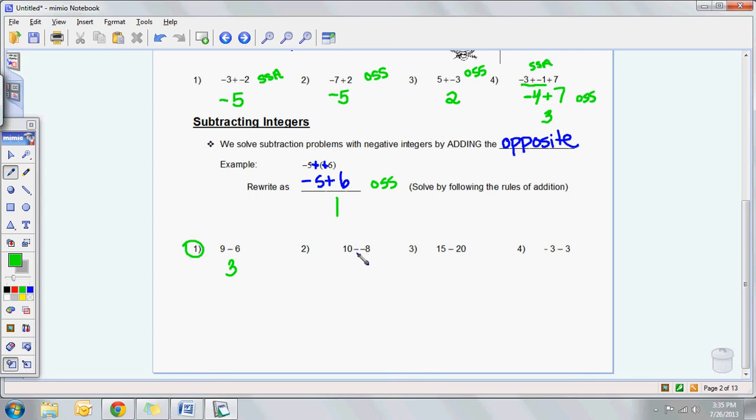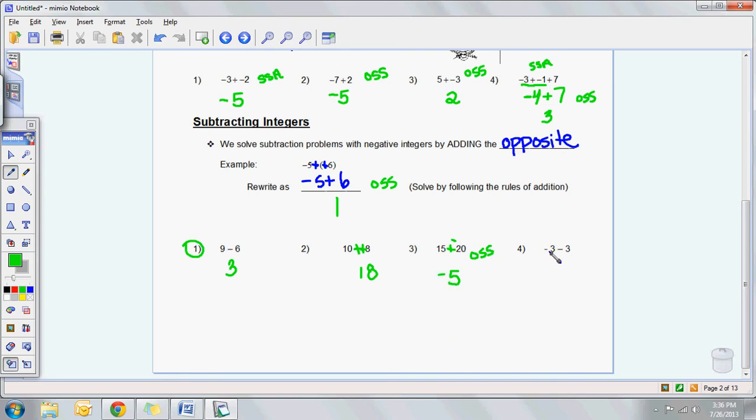This one is another one that we're going to have to get rid of some of those negatives. So we're going to change this to an addition problem by adding the opposite. So now it's just 10 plus 8. That's going to give us 18. This one here, 15 minus 20, looks like it might be easy like number 1, but we have the bigger number in front, so it might be easier if we add the opposite here. So add the opposite. So 15 plus a -20, this is going to be an opposite sign subtract. So we're going to subtract the two numbers. The bigger number is negative, so my answer is negative.